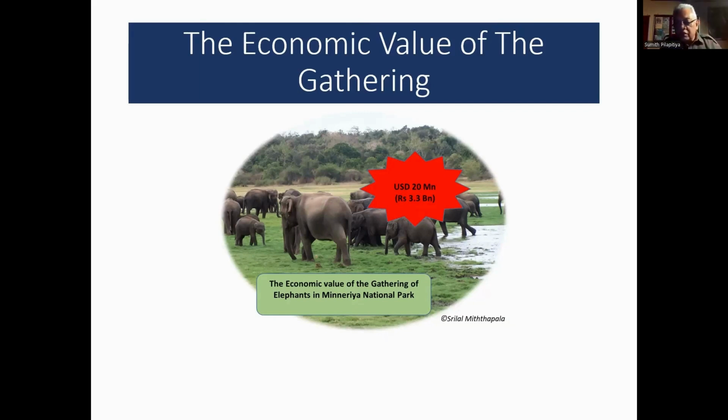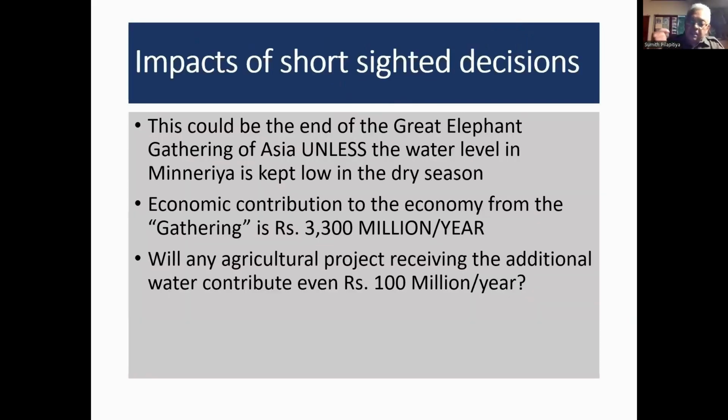So on the conservation side, it's a disaster. On the agricultural side, it is a disaster. Now on the tourism side also, it's a disaster. So these are the impacts of short-sighted decisions, by not taking wildlife and biodiversity conservation into account when you're doing development planning. The result could be the end of the great elephant gathering of Asia, unless the water level in Min area is kept low in the dry season from 2023 onwards.